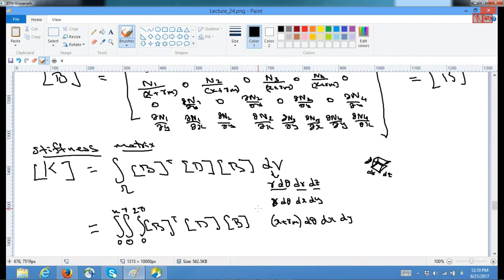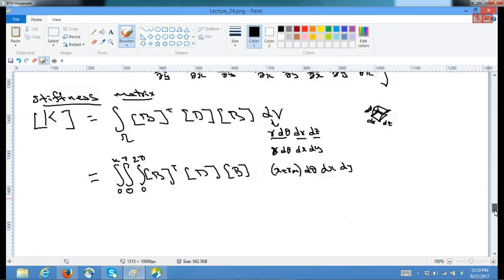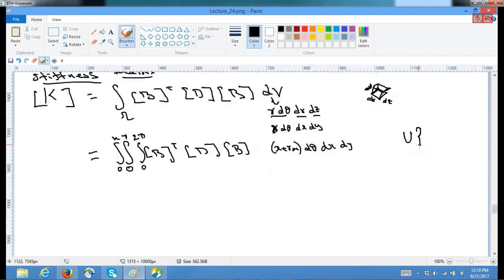Now let us also have a look at the displacement vector u, which is nothing but u_r, u_θ, w. Sorry, since we don't have u_θ for axisymmetric, our u vector is nothing but u1, w1, u2, w2, which is radial displacement, axial displacement, radial displacement, axial displacement at the different nodes.